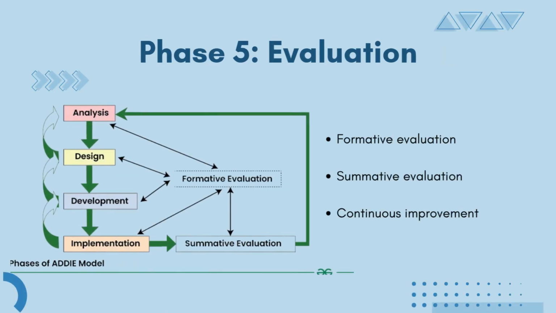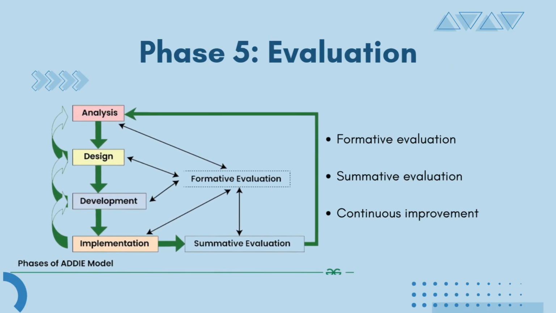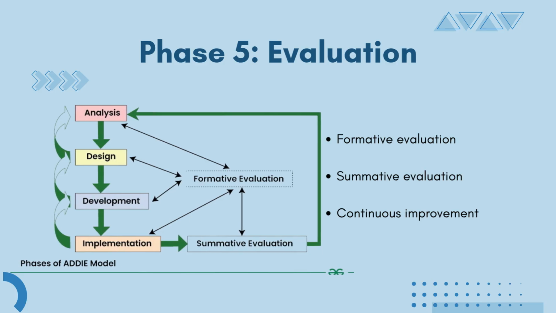Evaluation is the final phase of the ADDIE model, but it also continues throughout the process. Formative evaluation happens during development and implementation to identify areas that need improvement. Summative evaluation occurs after instruction to determine whether learning objectives were achieved. The insights gained from these evaluations often lead designers back to earlier stages for revision.